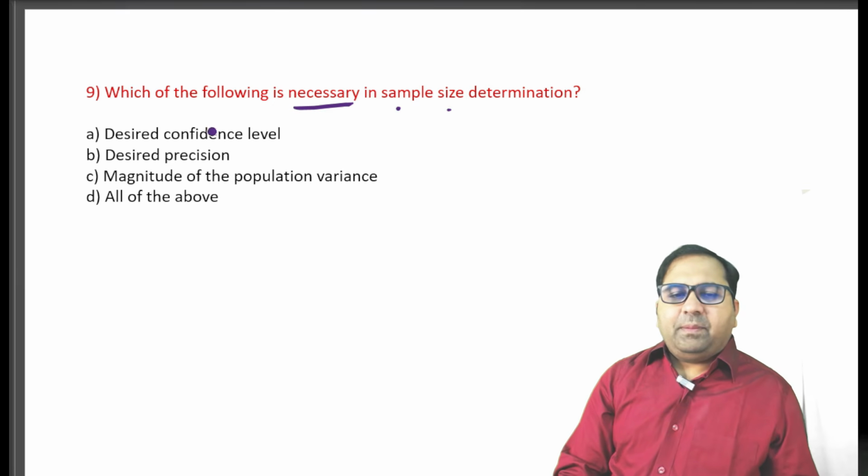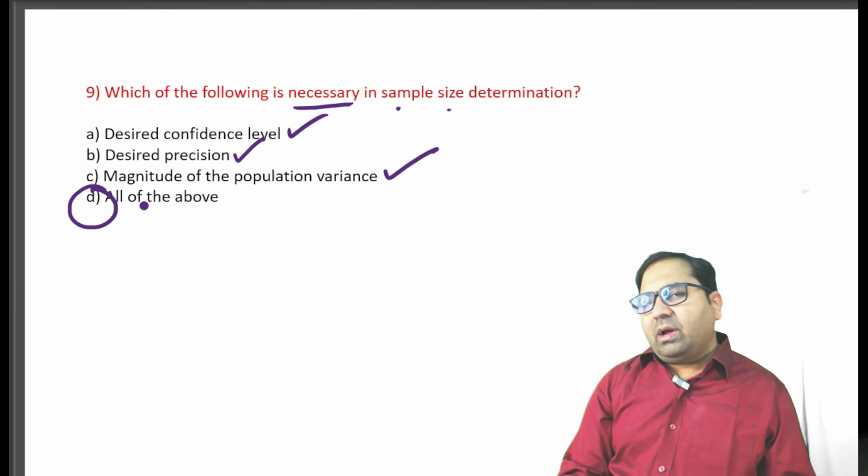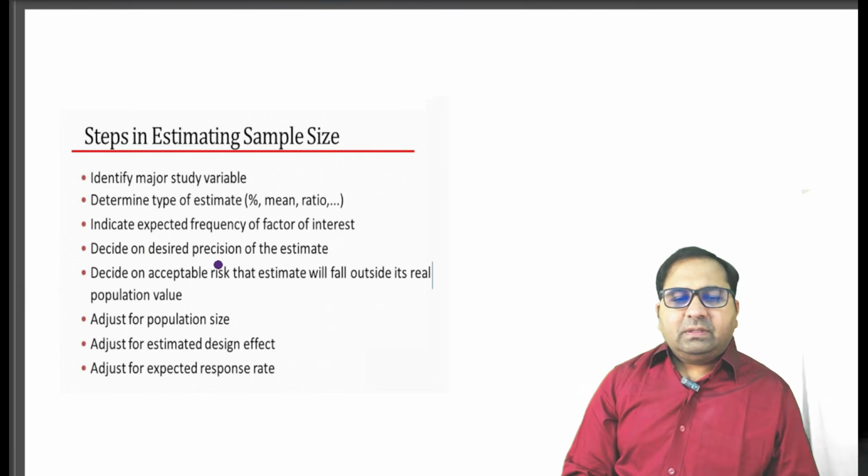For sample size determination, desired confidence level, yes, this is necessary. Desired precision, yes, even this is necessary. The magnitude of population variance, yes, even this is necessary. So ultimately all of the above are necessary. So the answer for this question is D, all of the above. Population size is not given in the option.